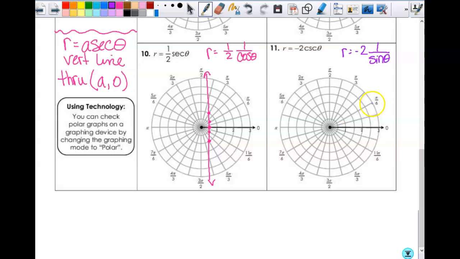The sine of pi 6 is 1/2, right? The reciprocal gives me a 2, times a negative 2, which is a negative 4. Well, negative 4 goes off my graph, right? So that's kind of a problem. But just like any other graph, we can extend it a little bit. These just get extended a little bit differently. So I'm going to extend this line a little bit.